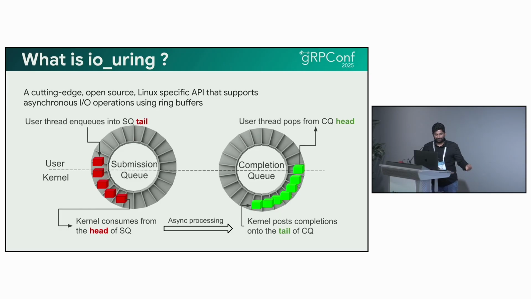Typically, a user thread can enqueue a syscall into the submission queue. The kernel will consume from the head of the submission queue, do some async processing and then post a completion onto the completion queue. And a user thread can pop an entry from the completion queue and inspect the result of the syscall. So we were trying to see how we can use this mechanism and integrate it into gRPC. The goal was to figure out how gRPC can batch and submit syscalls asynchronously and get notified as they complete.